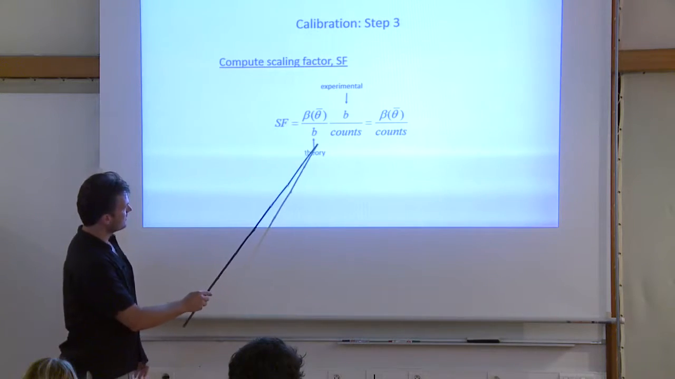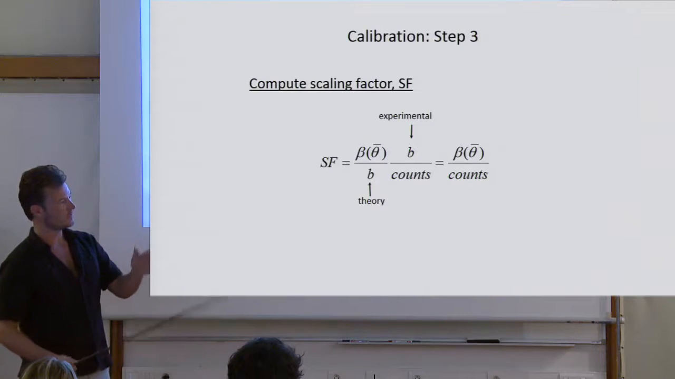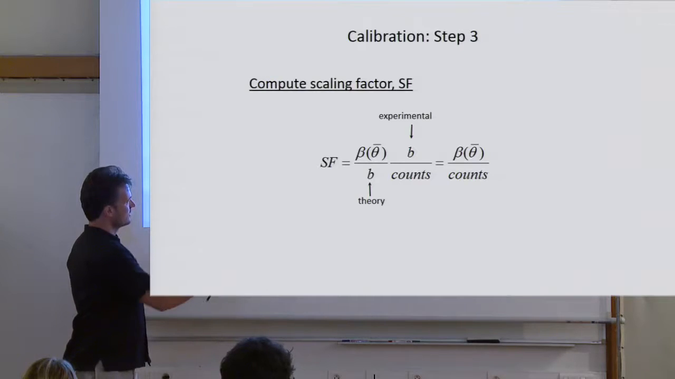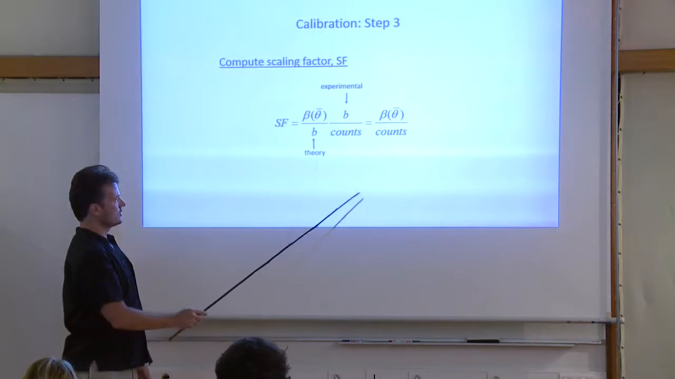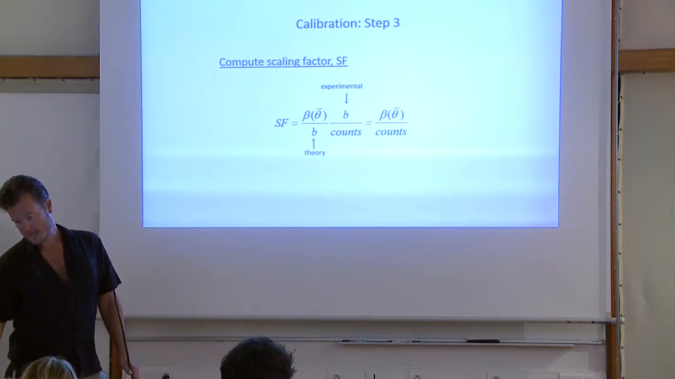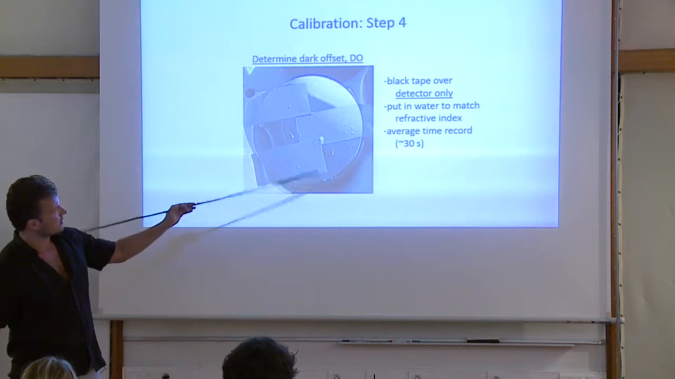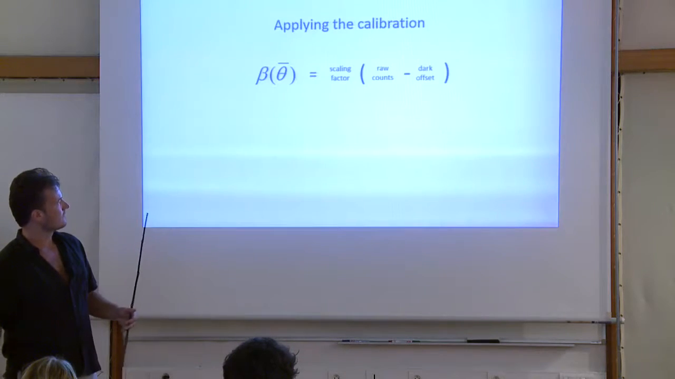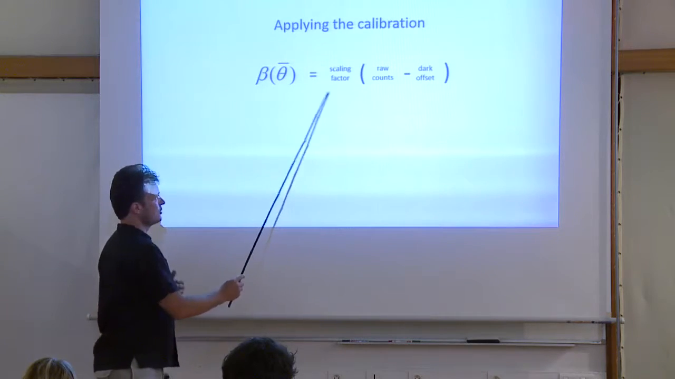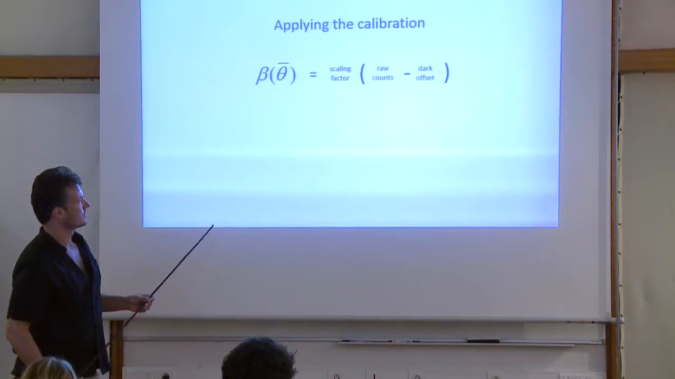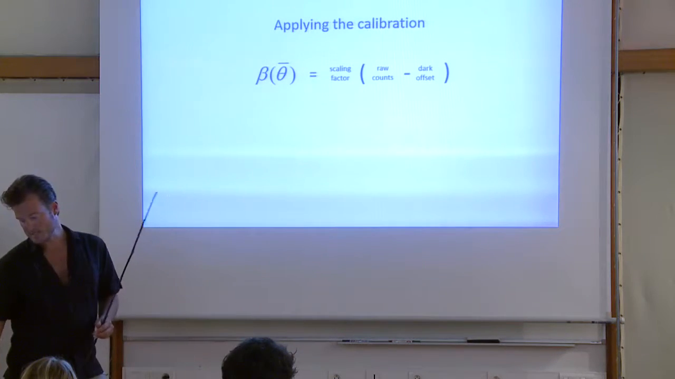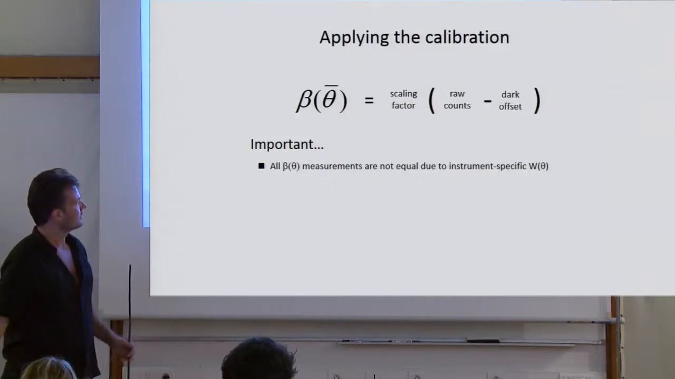So once you have this from the theory, that weighting function and knowing the phase function of the beads, and bringing those together, and you have this experimental value from the slope that I just showed you, then you have a scaling factor in beta per counts. And then you get your dark count by putting tape over the detector. So you have your raw counts that you measure, you subtract the dark counts, then you multiply by that scaling factor that I just showed you. And the scaling factor, again, is beta over counts. So you get a weighted beta for that particular sensor at the other end.